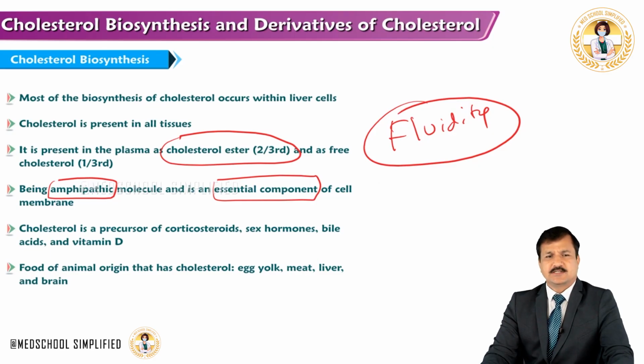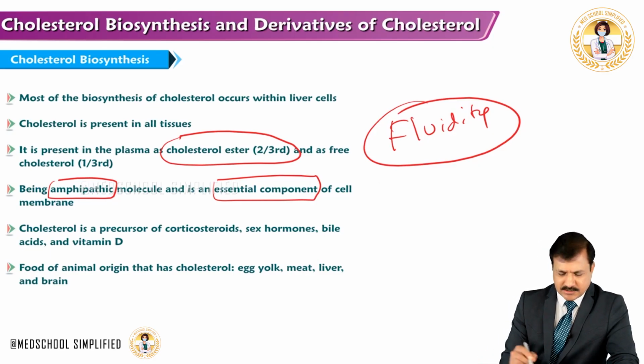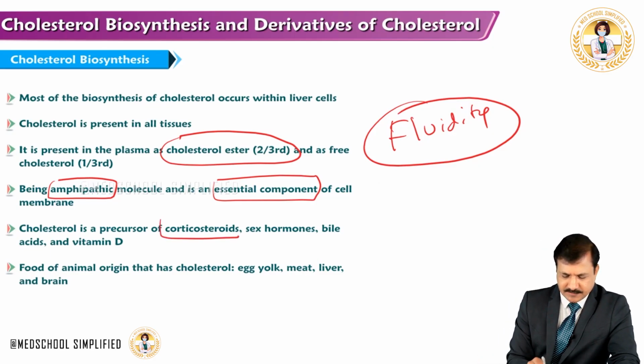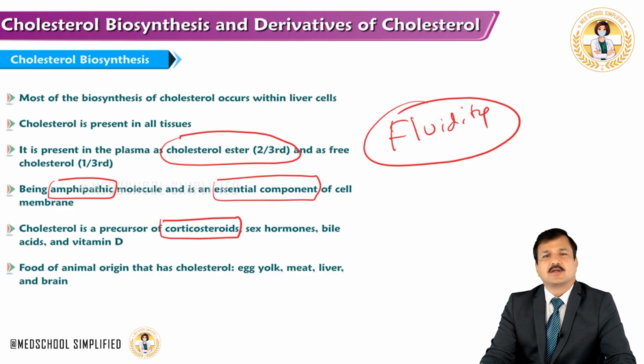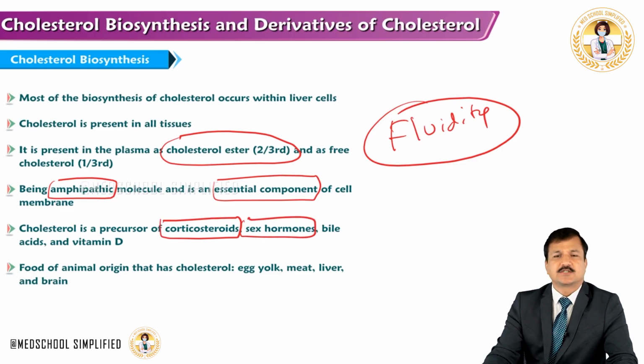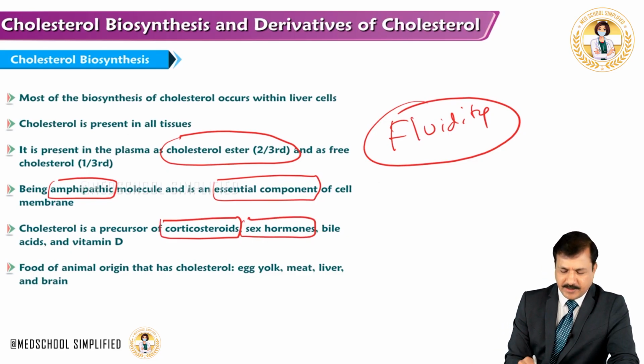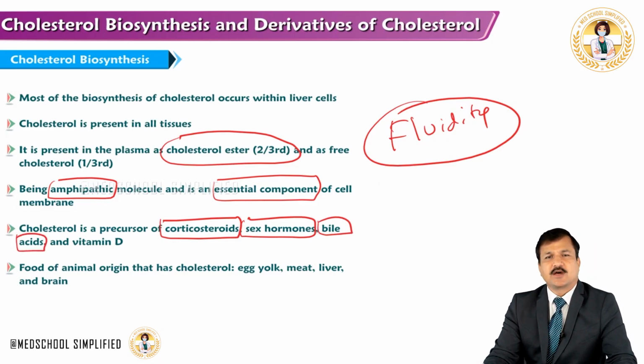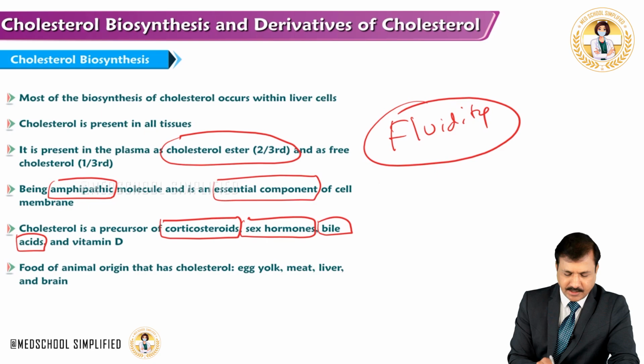Not only that, cholesterol is a precursor for corticosteroids. It is a precursor for sex hormones like estrogen and testosterone. It is a precursor for bile acids and bile salts, which act as detergents in the digestion and absorption of dietary lipids. And also it is a precursor for vitamin D.